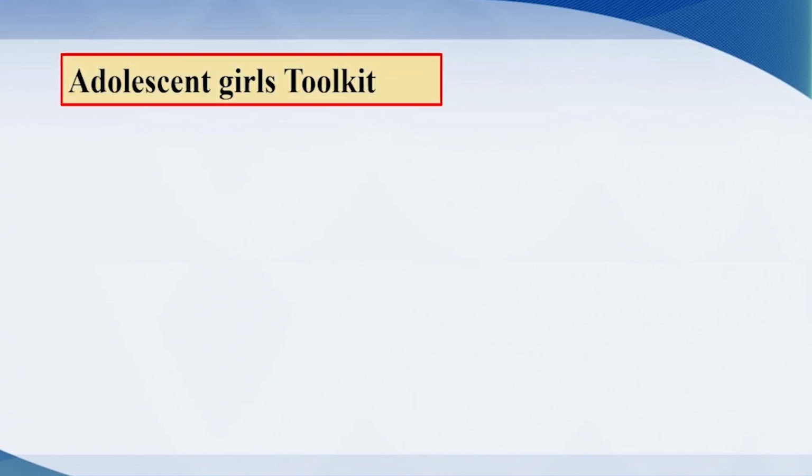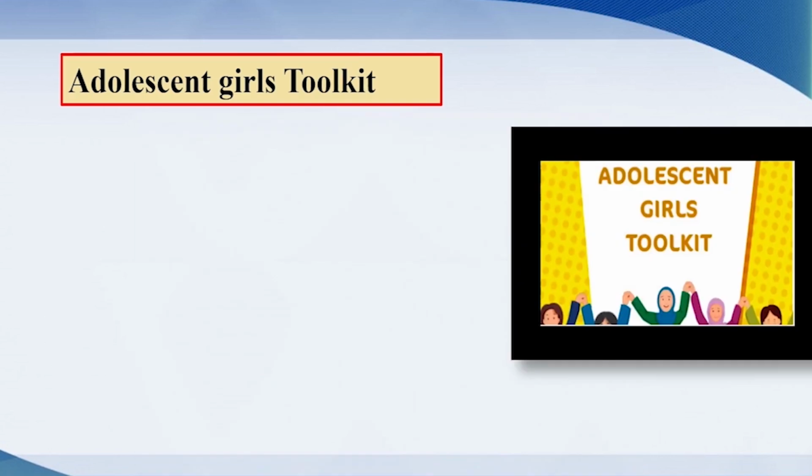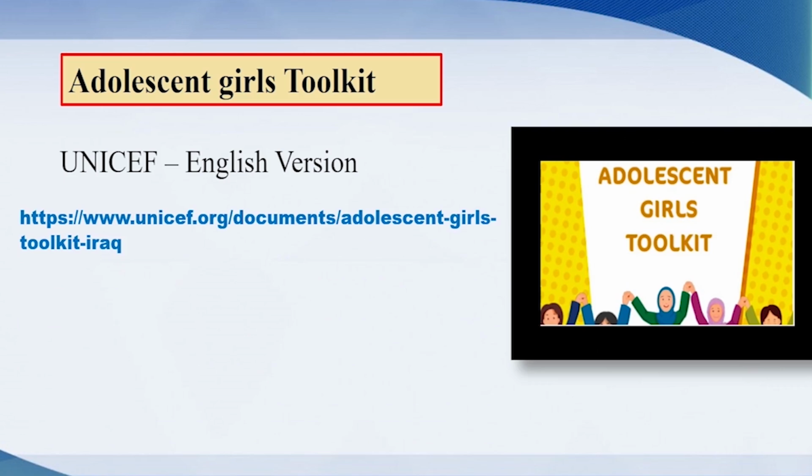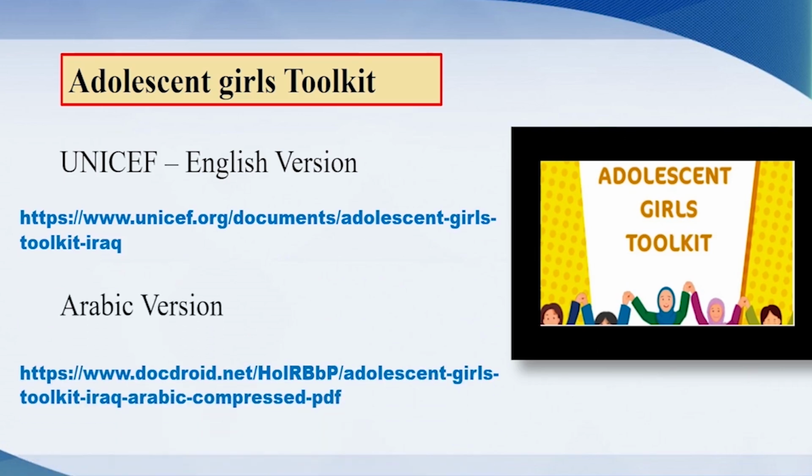The Adolescent Girls Toolkit was developed by UNICEF and UNFPA. Both are UN agencies. This program is a set of educational sessions and tools designed to empower adolescent girls in displacement and refugee situations. This program addresses key issues related to life skills, health, gender-based violence, and education. You can download this program through these two links. The first link is the Arabic version, while the second link is for the English version.